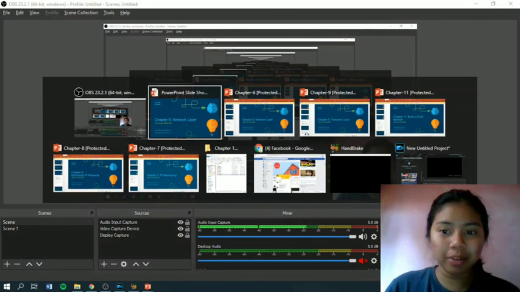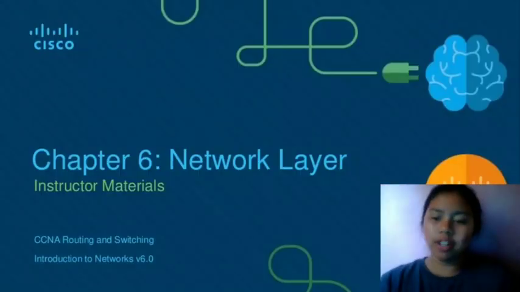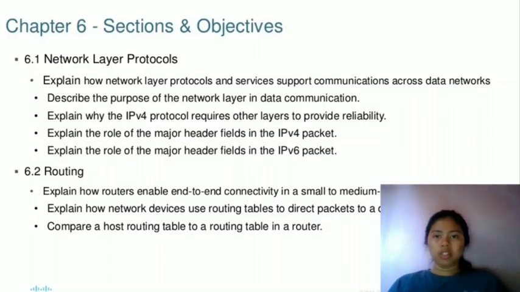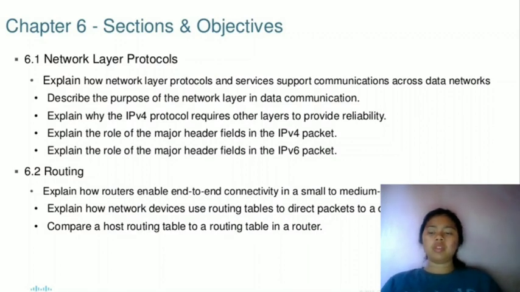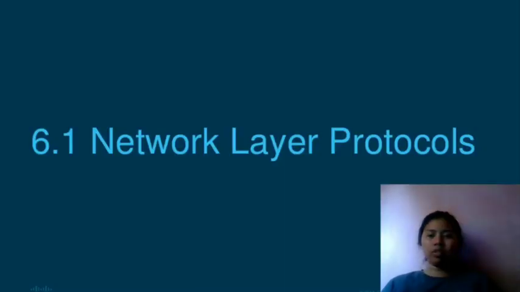Chapter 6 summary. Chapter 6, network layer. The sections in chapter 6 are network layer protocols, routing, routers, and configuring a Cisco router.